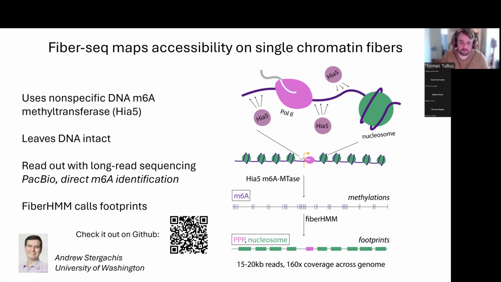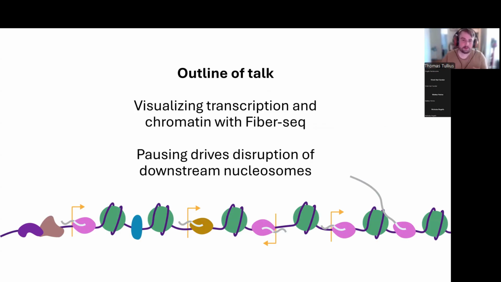I was interested in going a step further and honing in not just on nucleosomes, but also on other footprints left by the chromatin-bound proteome in this data, like the promoter proximal paused Pol II, transcription factors, et cetera. So I developed a tool called FiberHMM, which is available on GitHub. If you're doing any work with Fiber-seq, I highly recommend using it. I'm still updating it. Basically, it allows us to look not at patterns of accessibility, but rather at the footprints of the chromatin-bound proteome on these long fibers. That brings me to the outline of the rest of the talk.